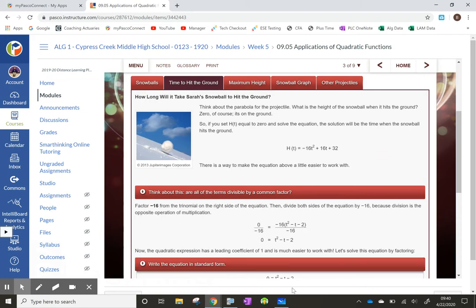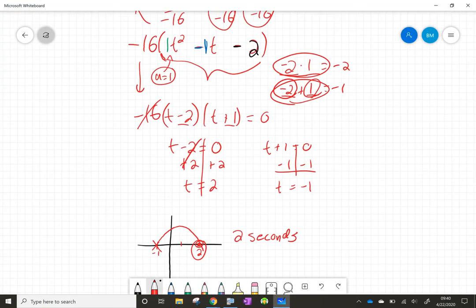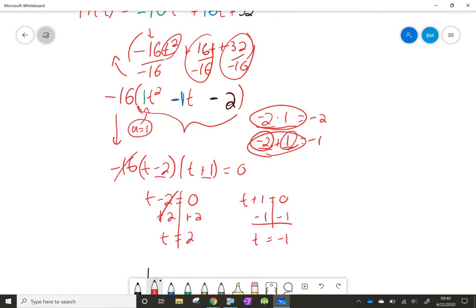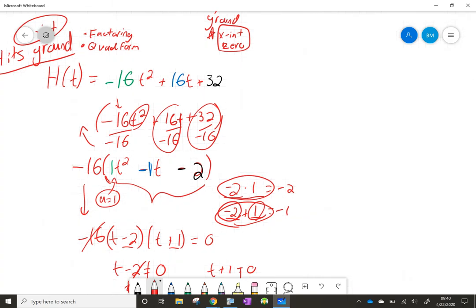So you could solve this through the quadratic formula if you're more comfortable. If you feel like the quadratic formula is more of your go-to, then there's nothing stopping you from that. Of course, you can go straight into the quadratic formula. You'll get the same answer. But I just figured factoring would work out well for that one.